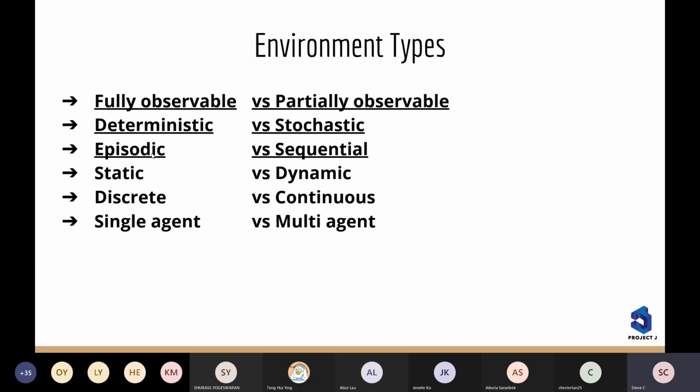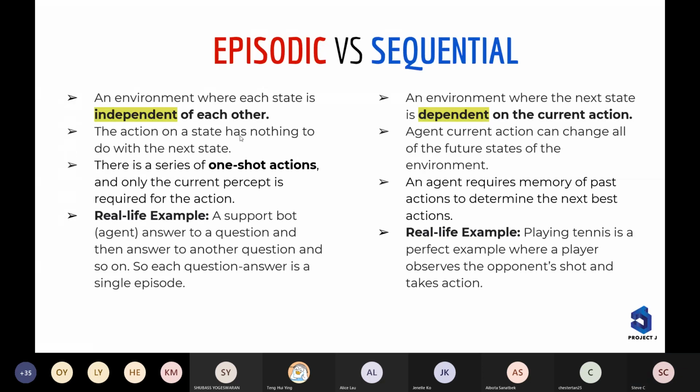Right, so the next one is episodic versus sequential. An episodic environment is where each state is independent of each other. The action on the state has nothing to do with the next state. There is a series of one-shot actions, and only the current percept is required for the action. So a real-life example here would be a support bot, a chatbot, answering a question and then answering another question, and so on. So each question and answer you can count as a single episode.